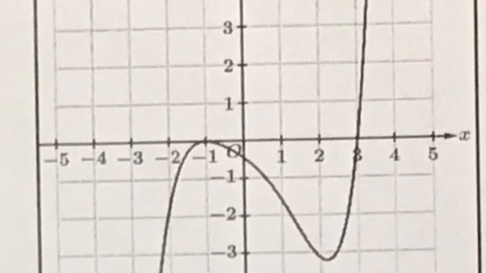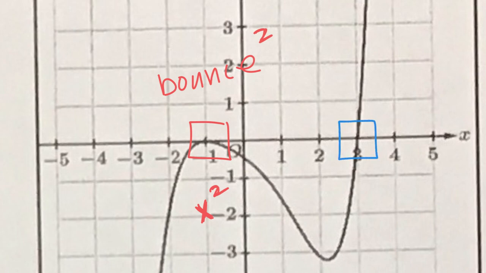Here we have a graph that bounces. So what's the multiplicity of a bounce? 2. So that's another x squared, because we have a bounce, which means we have another x squared as part of our function. And what is our graph doing here? It's crossing normally. So what is the multiplicity of something that crosses normally? x to the 1st.